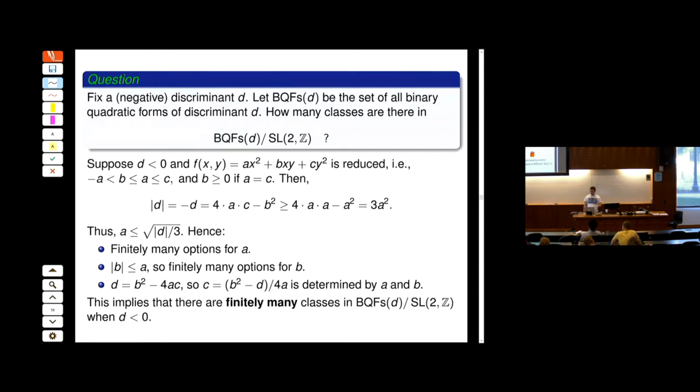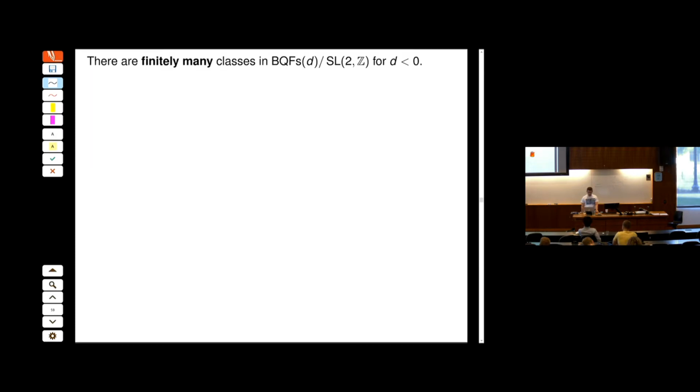So there are actually only finitely many possibilities for reduced forms when the discriminant is negative, and you can list them all. Then you just check how many are reduced of that discriminant, and figure out how many classes there are. So in particular, there are finitely many classes when D is negative.